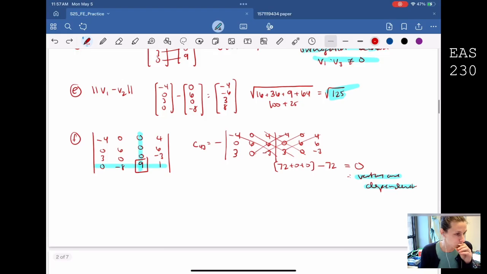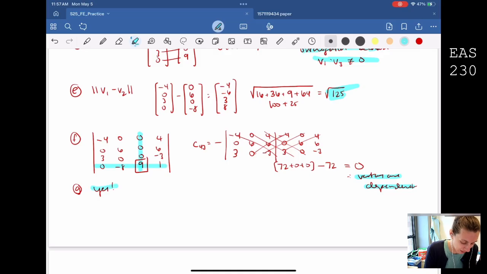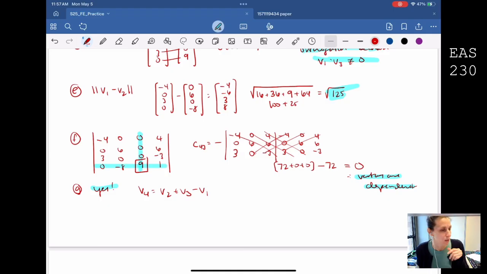So based on your answer to F, can the set of vectors be written as a linear combination? Yes, that's it. It asks, can it? It doesn't say you have to write it as a linear combination. It just means you can write it as a linear combination. Which, if I was going to write it as a linear combination, it would be V4 equals V2 plus V3 minus V1. That's what it would be.